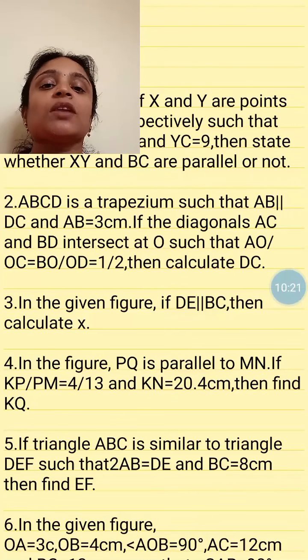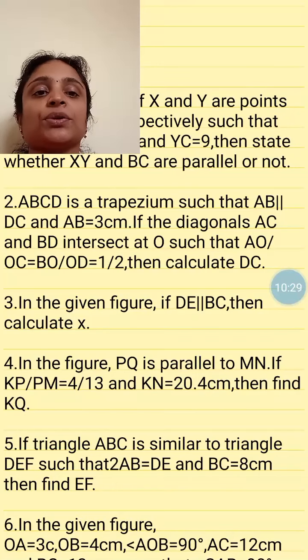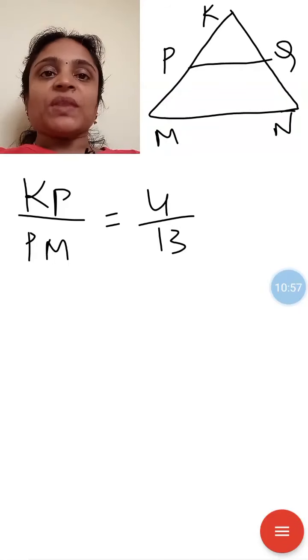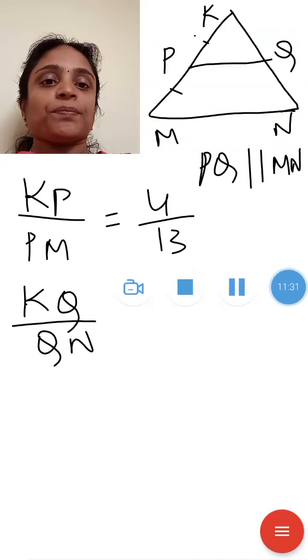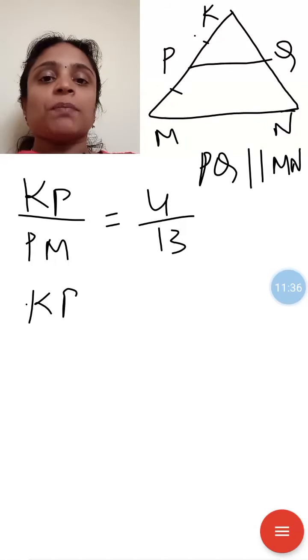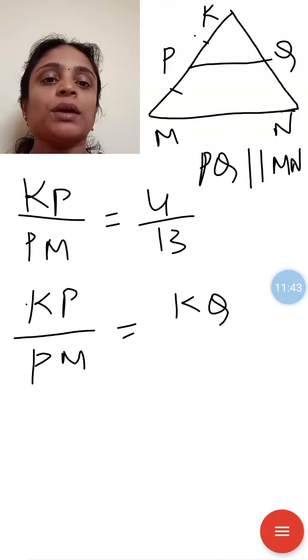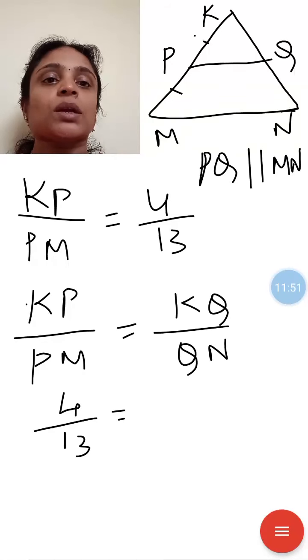Next question is, in the figure, PQ is parallel to MN. If KP by PM equal to 4 by 13 and KN equal to 20.4 centimeter, then find KQ. Here given KP by PM equal to 4 by 13. By basic proportionality theorem, since PQ is parallel to MN, KP by PM equal to KQ by QN, right? And KP by PM equal to 4 by 13 equal to KQ by QN.